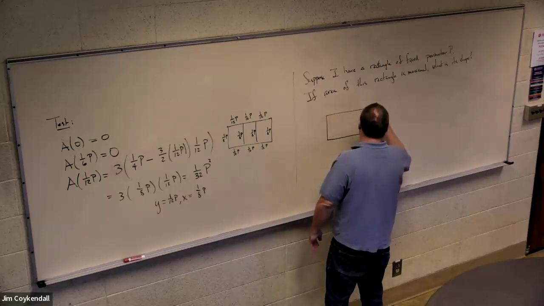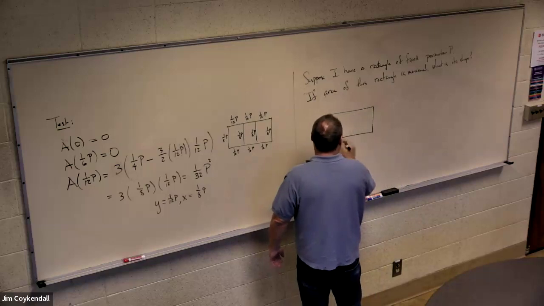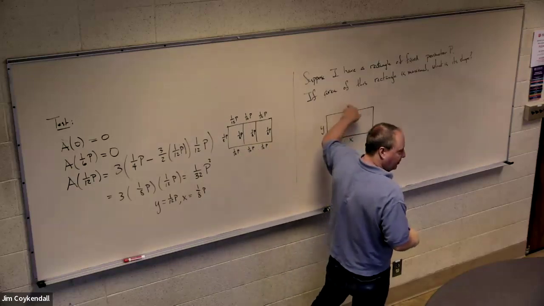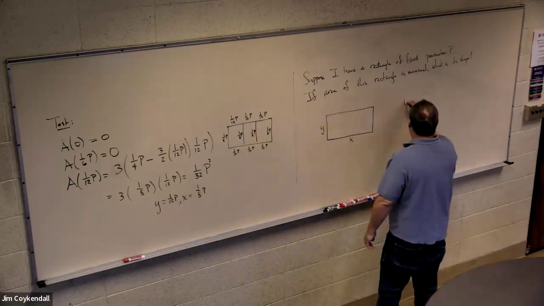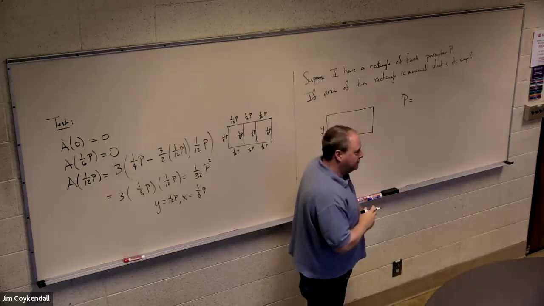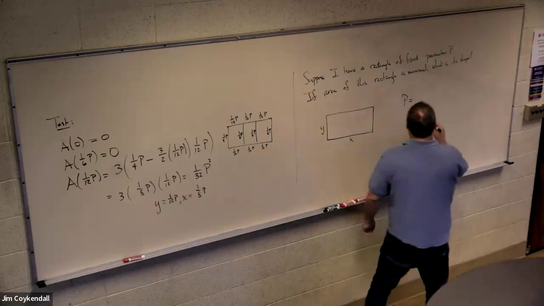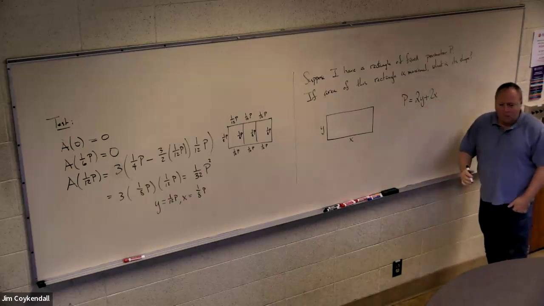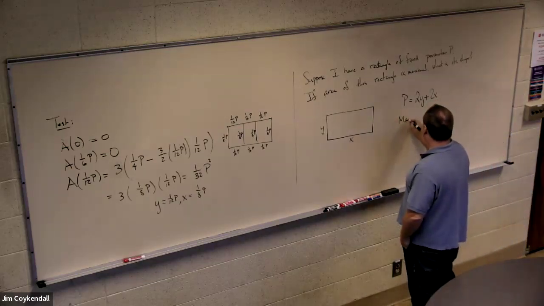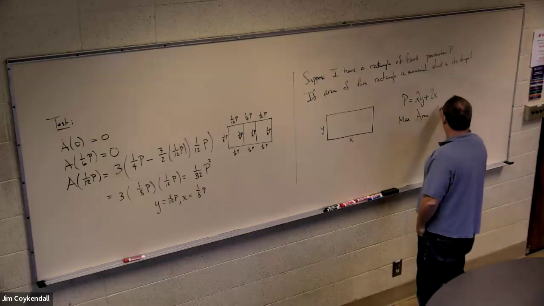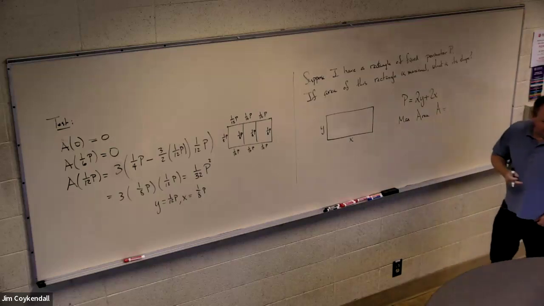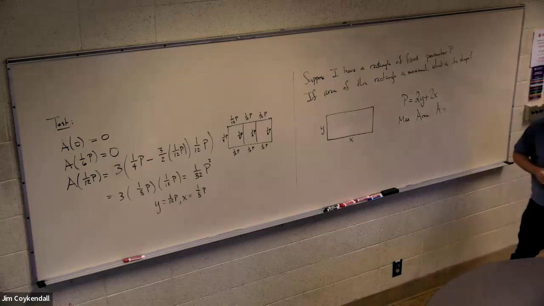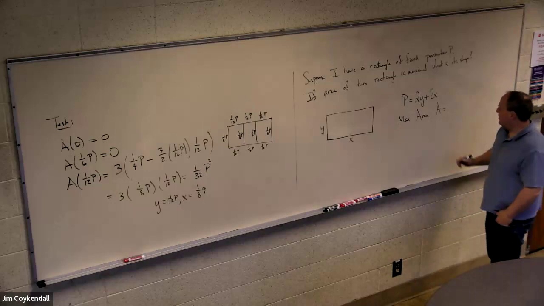And I don't know much, but I know that rectangles have a base and a height, and this is y, and this is also x as well. What is the perimeter of this rectangle? And that's fixed. And what are we trying to maximize? And what is the area of this rectangle?